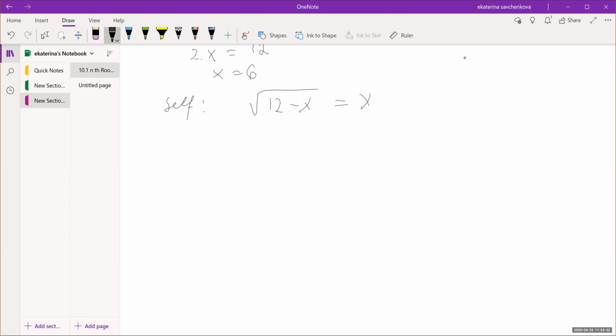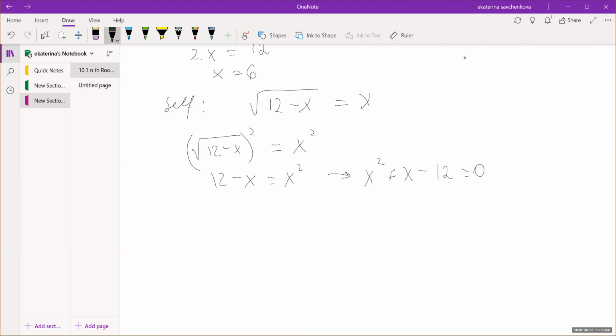Because the root is isolated already, I'm just going to square both sides. 12 minus x, and I'm going to square it. Then the right side is going to be squared too. So here the square and the square root cancel each other, and I'm going to get a normal quadratic equation, right? That's going to turn into x squared plus x. I'm moving this minus x to my right side, and minus 12 equals 0.